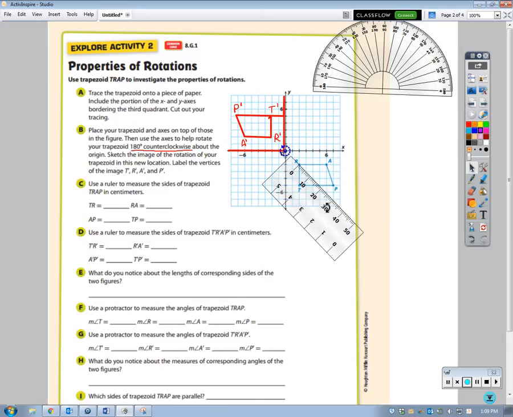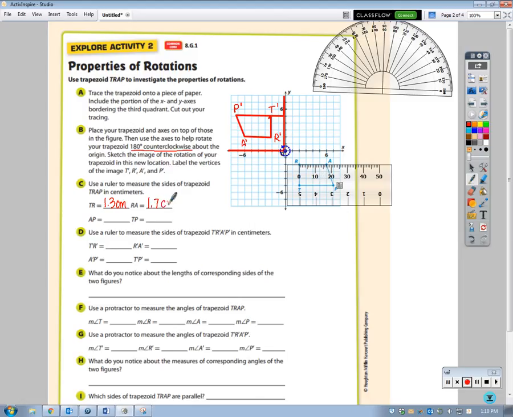So I'm just going to rotate that. It looks like that is right about 1.3 centimeters. So I'm going to write that in. 1.3, use my units, cm. I'm going to measure RA. I'm going to spin my ruler again. And so we've got about 1.7 centimeters.